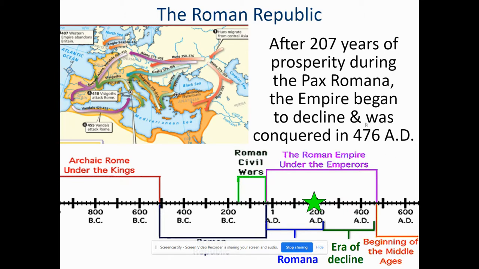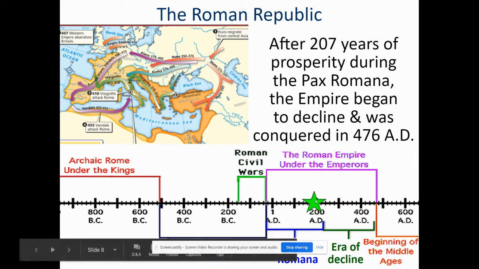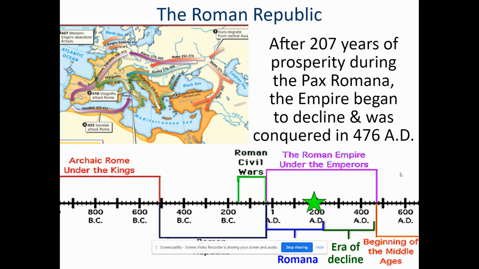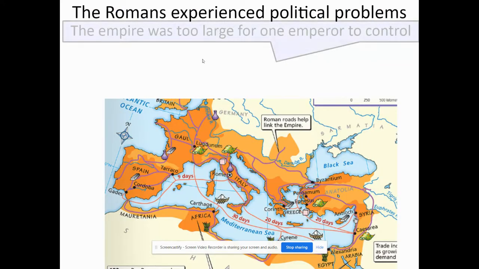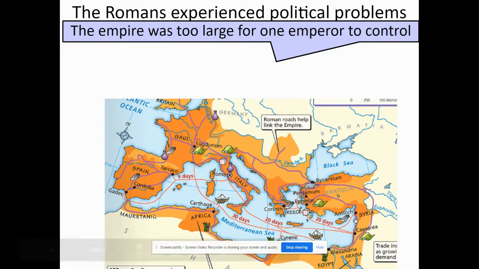So for 207 years, they were at peace. So that's the height of it. And then they're going to start declining because of different issues. And we're going to talk about those three issues: the political, economic, and military issues. So political issues, it's huge.